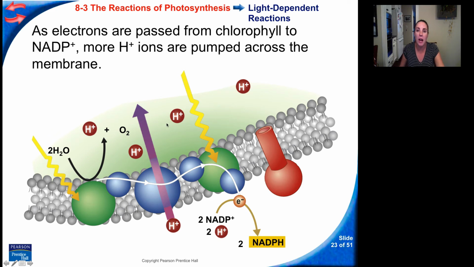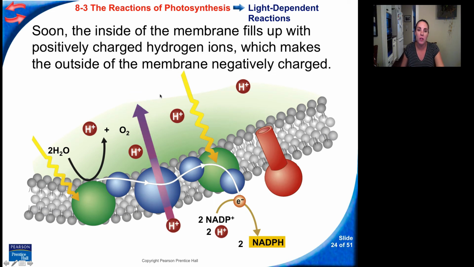As electrons are passed from chlorophyll to NADP+, more hydrogen ions are pumped across the membrane. Soon, the inside of the membrane fills up with positively charged hydrogen ions, which makes the outside of the membrane negatively charged. So inside is positive, outside is negative. We're creating an electrical charge here. And with this electrical charge, we're going to make the most important molecule, which is ATP.